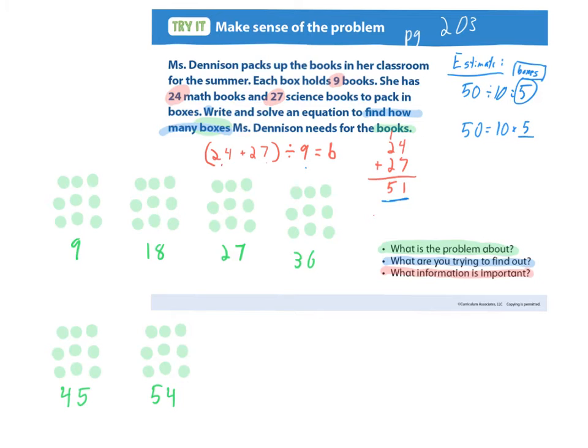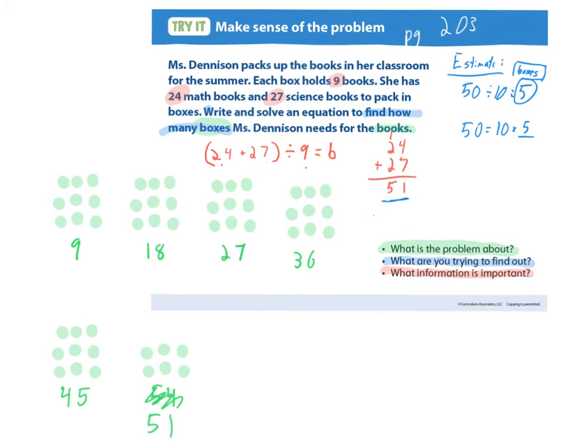Not a big deal, right? It doesn't matter if the box is full. And so in this case, this box isn't going to be full. We're just going to erase some of these, right? So instead of having 54, I'm just going to take some off here. 53, 52, 51 books, right? Here's my 45, 46, 47, 48, 49, 50, 51. Now I've got 51 books.